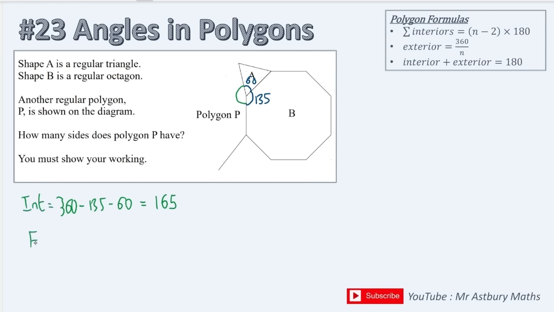And I can then work out its exterior angle, because interiors and exteriors are always adding to 180. So 180 minus 165 is equal to 15. And once you have the exterior, you can work out the number of sides, because the number of sides is equal to 360 divided by the exterior angle. So in this case, that's 360 divided by 15. And that's going to give me an answer of 24.